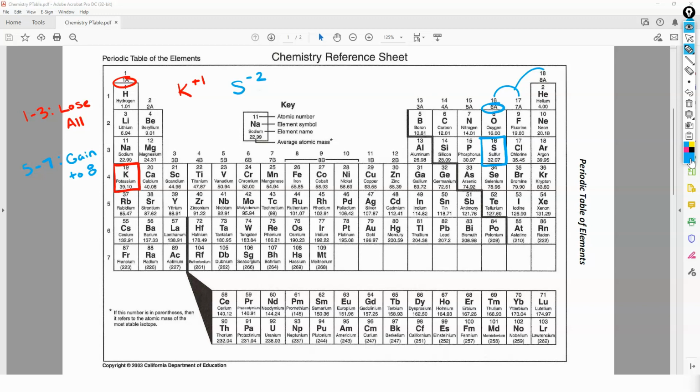Okay, so to balance this out, we're going to need 1 more potassium with a +1 charge to cancel out that sulfur with a -2 charge. So our formula will be K2S. And again, the name for this is potassium sulfide.